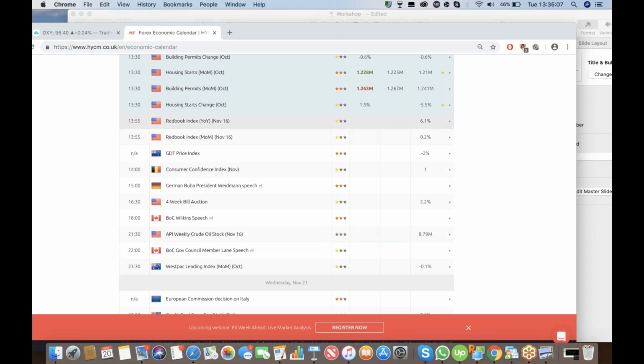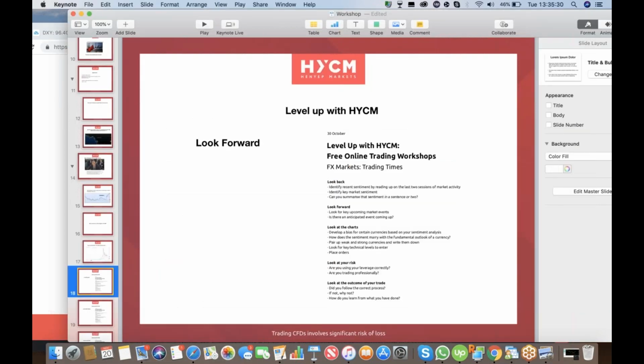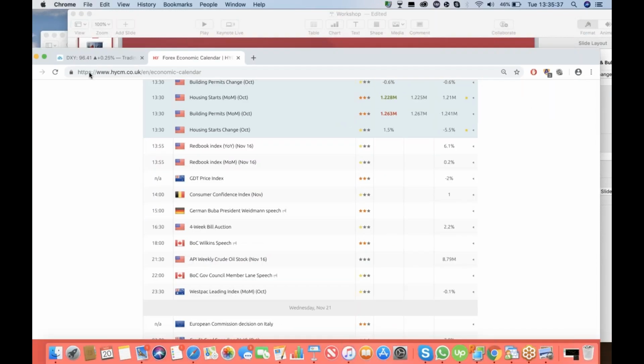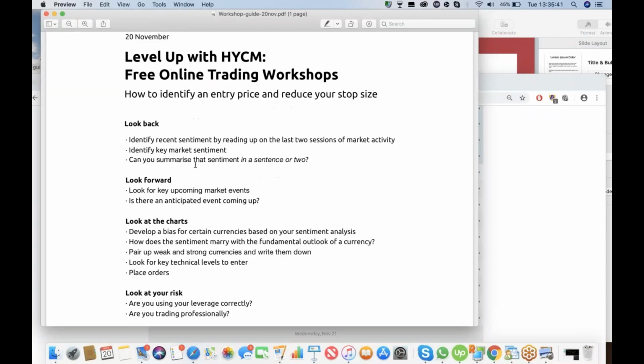So you put that all together, and we haven't got anything particularly market moving coming out in terms of data. That doesn't mean there can't be some market moving information that comes, either a speech or some event, but we know that there's nothing planned in terms of economic data releases. So let's go back to our handout. We've identified the sentiment. We've looked for key upcoming market events. Is there an anticipation? No, there isn't.